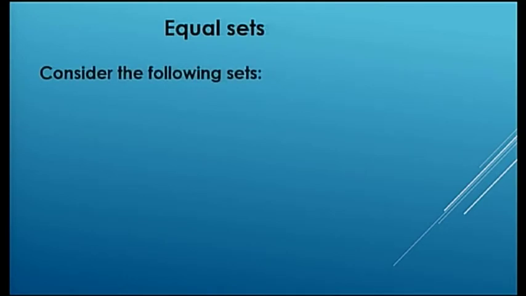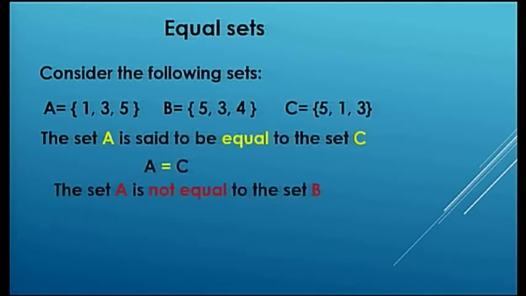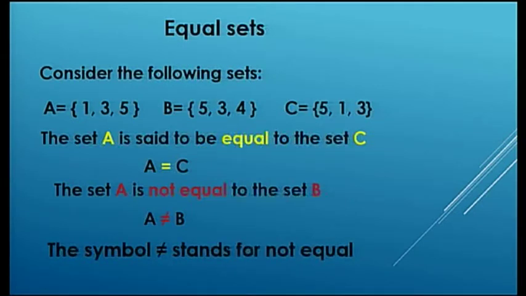Let's take another example concerning equal sets. Here we have three sets, set A, B, and C. The set A is said to be equal to the set C. Why? Simply because we have exactly the same elements in both sets. So we write A is equal to C. But the set A is not equal to the set B, because in the set B we have element 4 which is not present in A. The symbol not equal to is used for not equal sets.